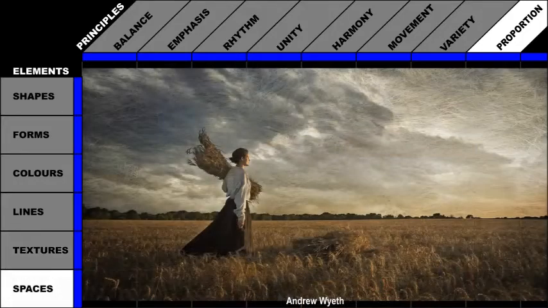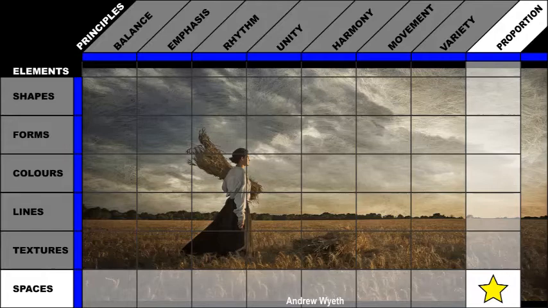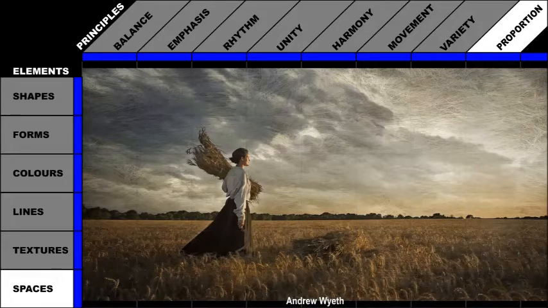Andrew Wyeth used the principle of proportion with space. The woman in this painting stands in a very large open field. Proportionally, she is very small compared to the vast space. The viewer is invited to imagine the vastness of the woman's task as a farmer, or the vastness of her plentiful harvest. Therefore, Andrew Wyeth has used the principle of proportion to convey a message.